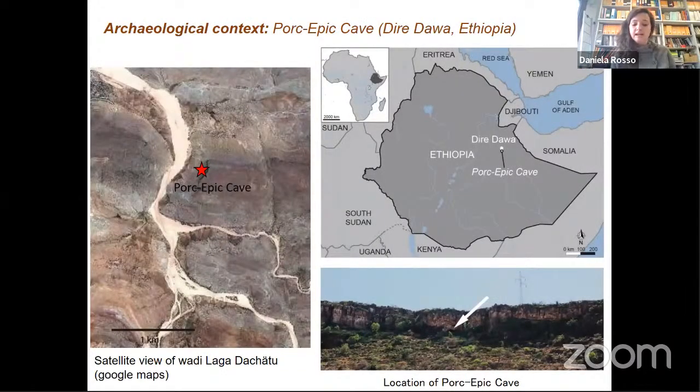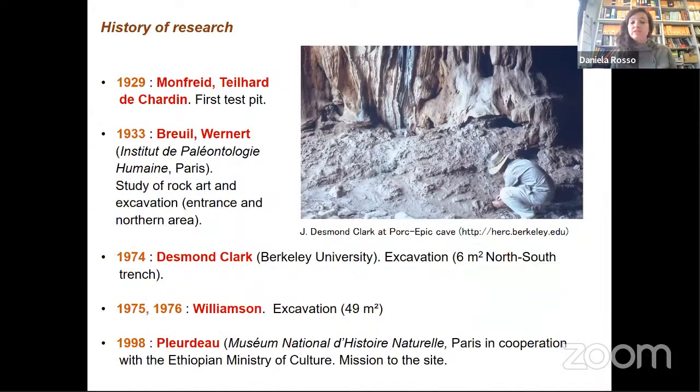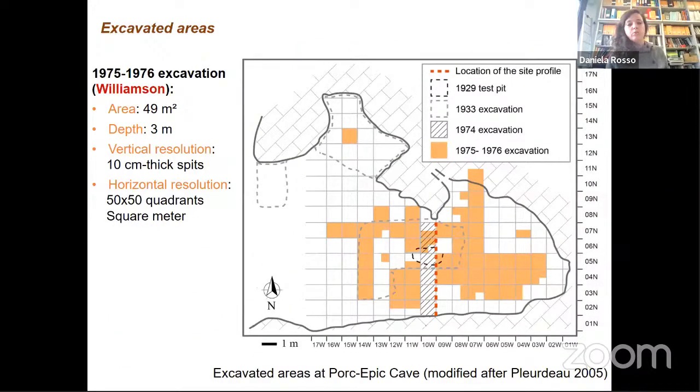Porcupine Cave is a Paleolithic site situated 3 kilometers south of Dire Dawa in Ethiopia. It opens at the base of a Jurassic limestone cliff, as you can see. The cave was discovered in the 30s by Henri de Monfreid and Pierre Teilhard de Chardin, and different excavations were conducted in the 70s. Here you can see the areas that were excavated, and the collection we study comes from the area in orange, which is the largest excavation that was conducted at the site.